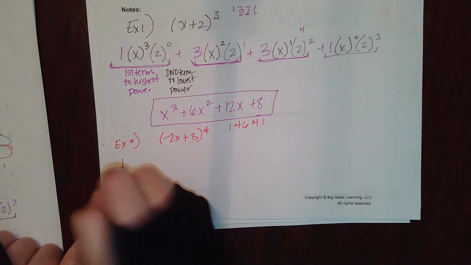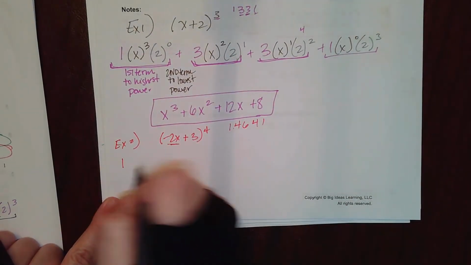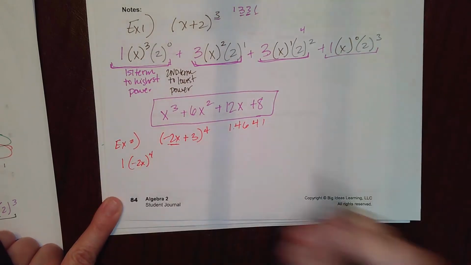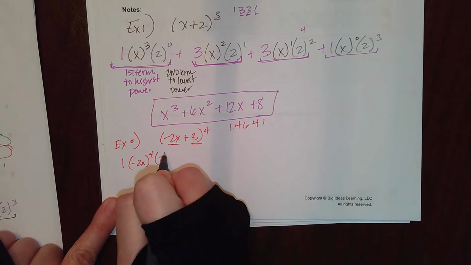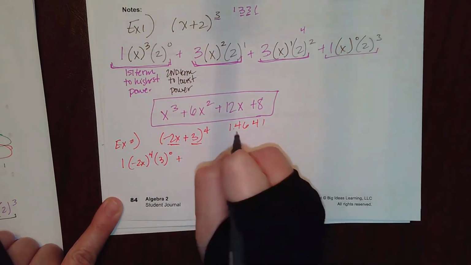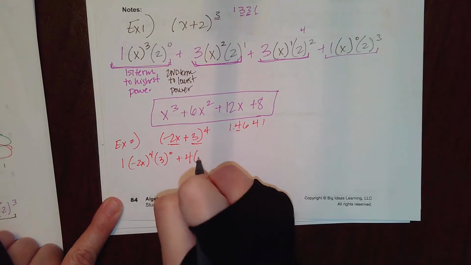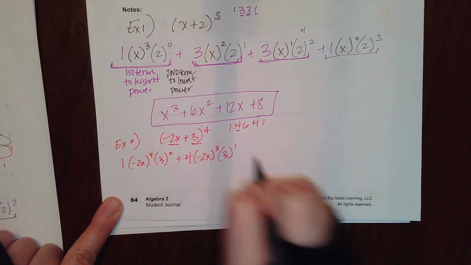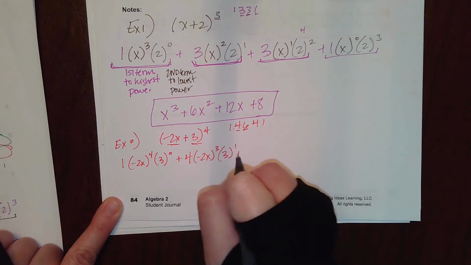So I'm going to start with the 1. My first term is negative 2x. I'm going to raise it to the highest power, in this case 4. My second term is 3, and I'm going to raise it to the lowest power, which is 0. Plus, then I go to the 4. And then everything just gets knocked down 1, this gets increased 1.